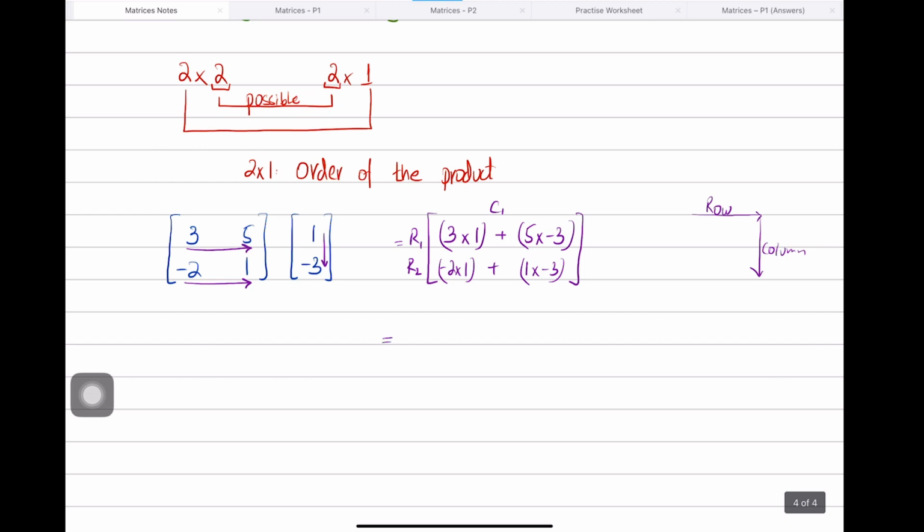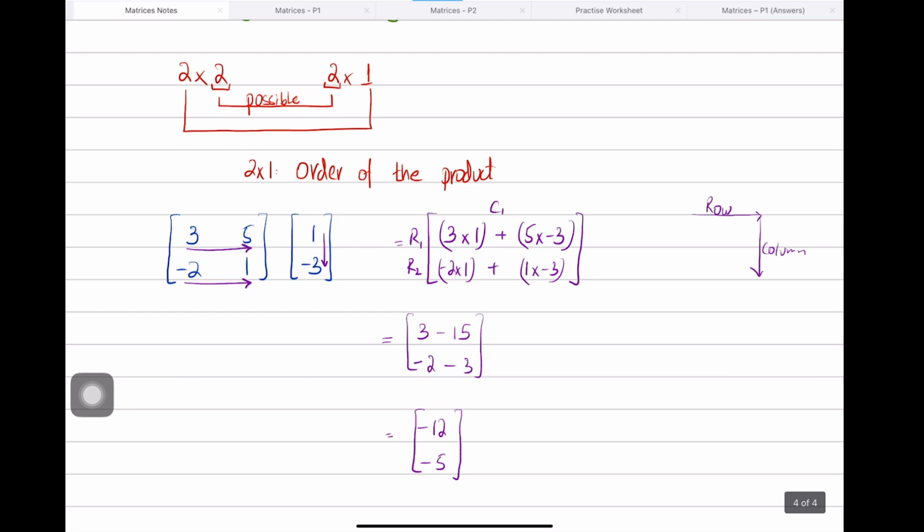So 3 into 1 is 3. You can do it step by step, or if you want to do it directly, that's up to you. Since this is the first question, I would do it step by step, and later on I would do it directly to save some time. So 3 minus 15, minus 2 minus 3. What's 3 minus 15? 3 minus 15 is negative 12, and minus 2 minus 3 is minus 5.